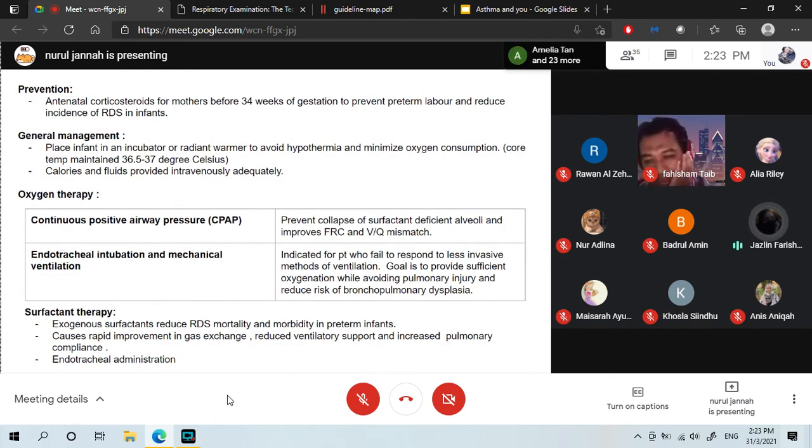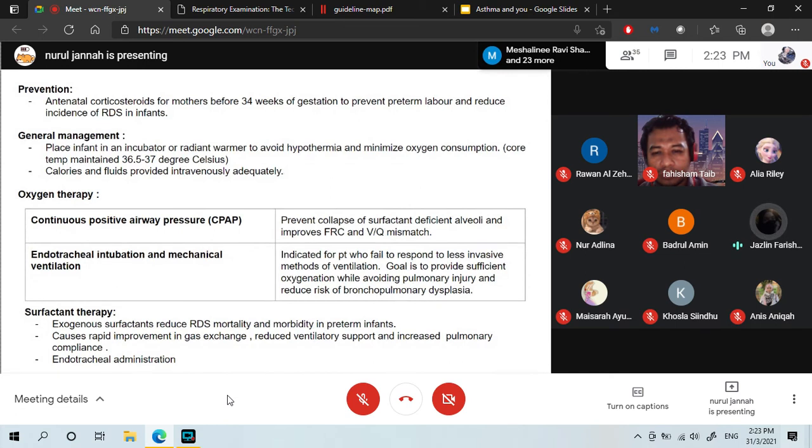And then if the patient fails to respond to the less invasive method of ventilation, we can give endotracheal intubation and mechanical ventilation. Surfactant therapy will be given to reduce the mortality and morbidity risk. And then the prevention is before all this happens.